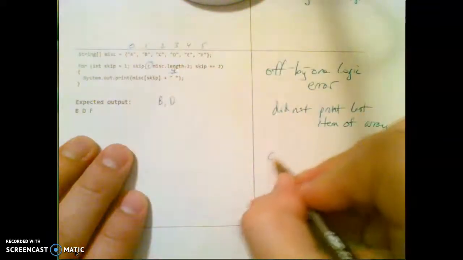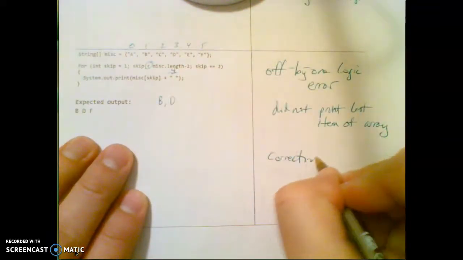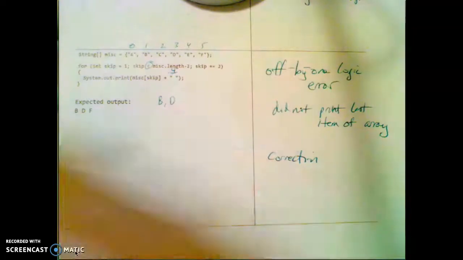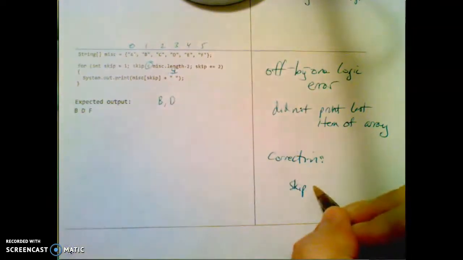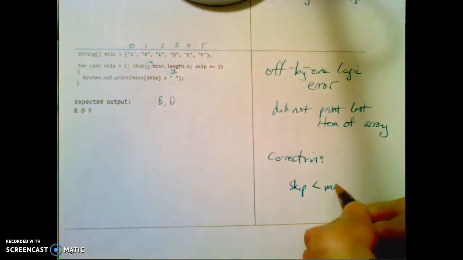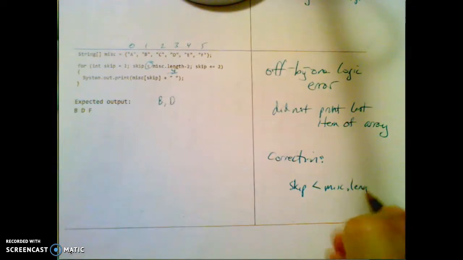So how would you fix it? I would fix it by doing the skip less than misc dot length, just like normal. You're not going to go over the edge because this is your iteration thing. It's not your actual items. Okay, there you go.